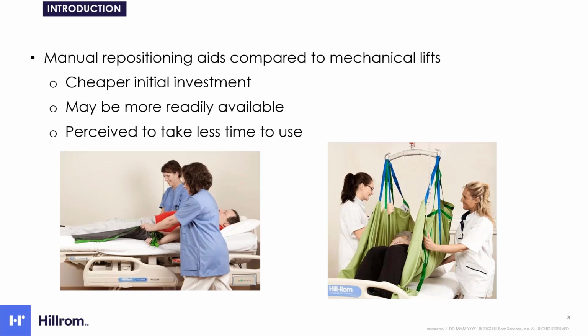Although mechanical lifts are generally accepted as the most robust way to reposition a patient, manual repositioning aids are also commonly used because they are cheaper in terms of initial investment, and they may be more readily available for caregivers to use, and they are perceived to take less time to use.